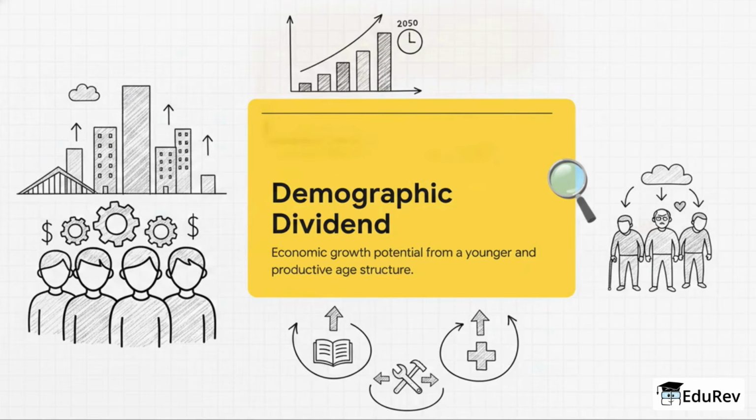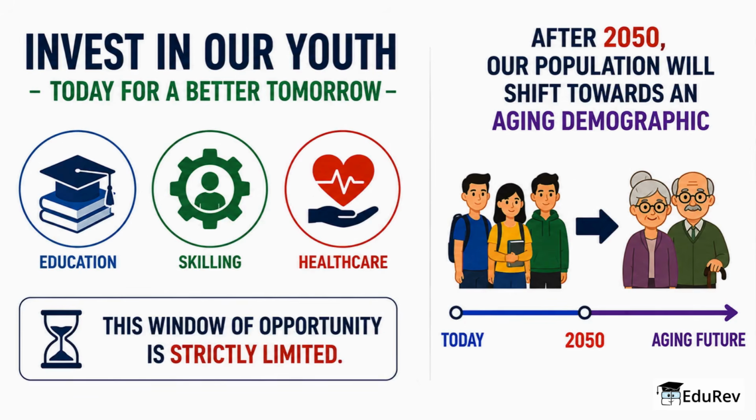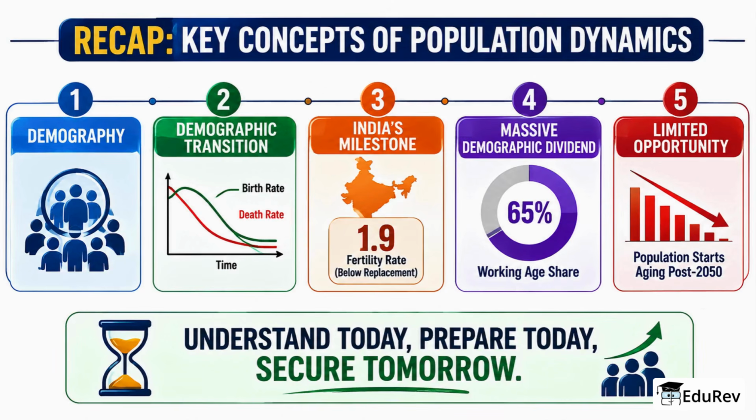However, as your teacher, I have to emphasize something very important here. Just having young people isn't enough to guarantee success. We must rapidly invest in their education, their skilling, and their healthcare today. Why? Because this window of opportunity is strictly limited. The data clearly shows that after the year 2050, our population will inevitably begin transitioning toward an older, aging demographic.